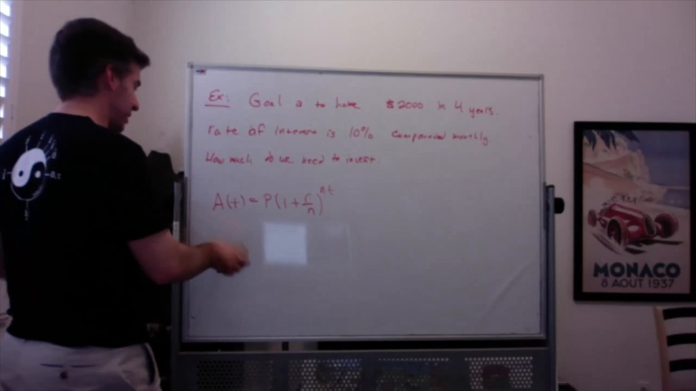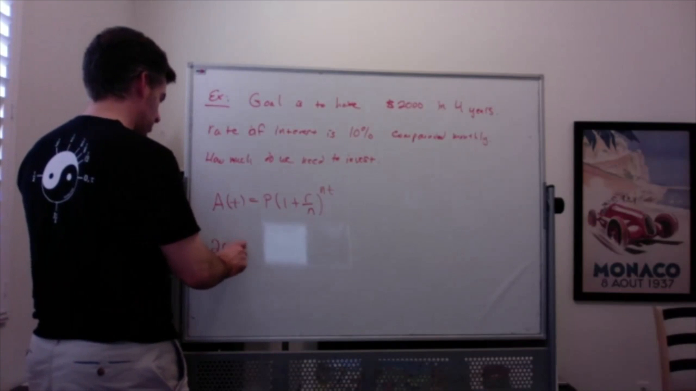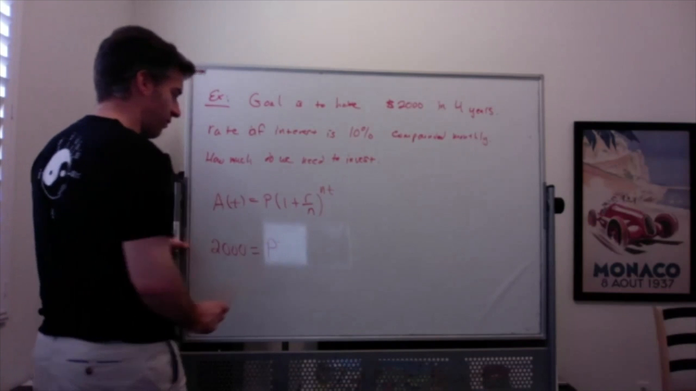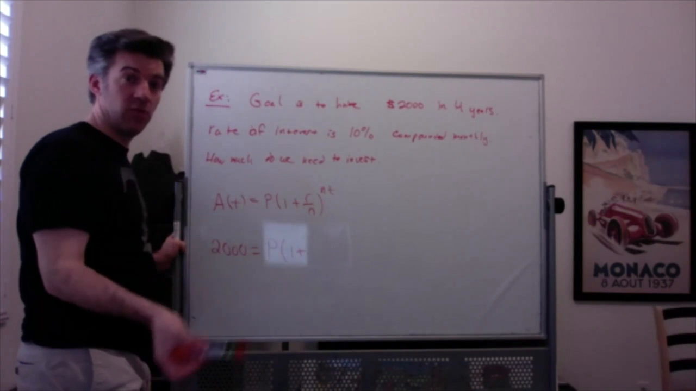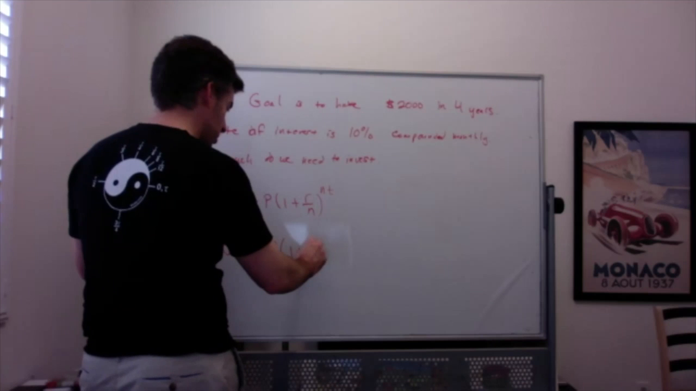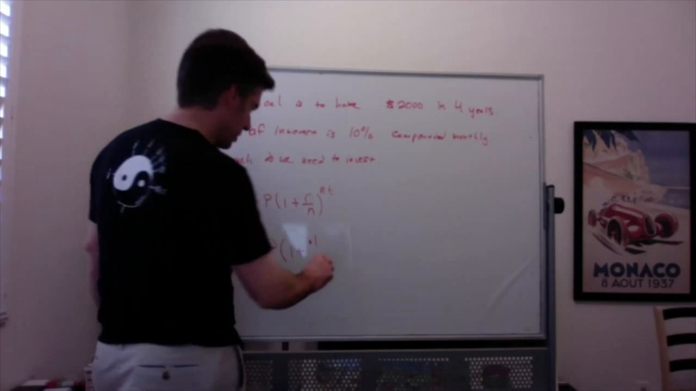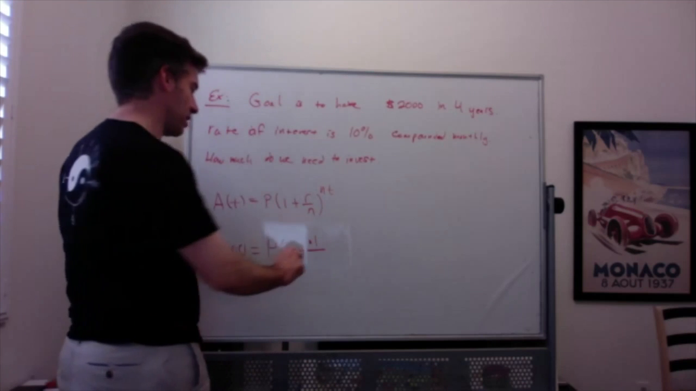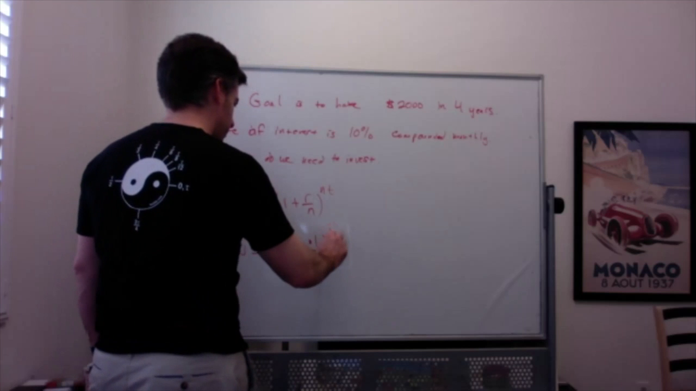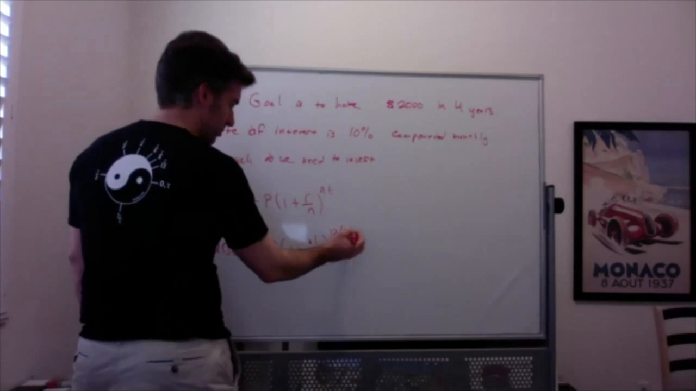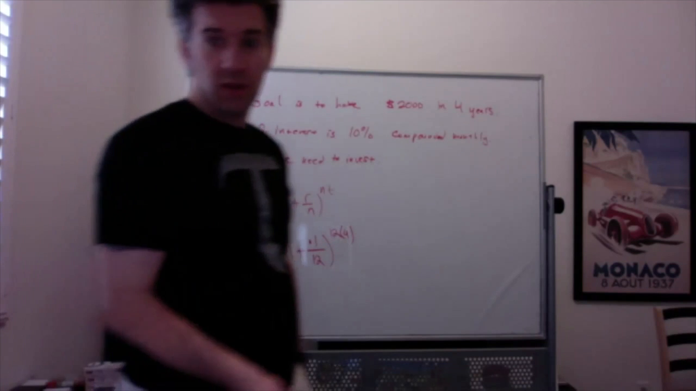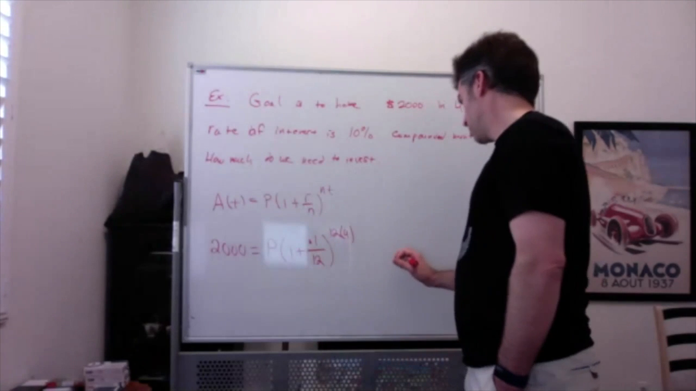So the amount we're trying to get is $2,000. The principal is what we're going to try and solve for. The interest rate is 10%, or as a decimal, 0.10, or just 0.1. The number of times we're compounding is 12. And the number of years we're compounding for is 4 years. So here's what we're trying to solve.